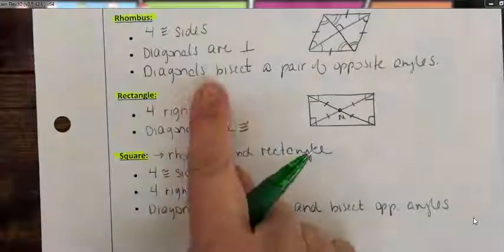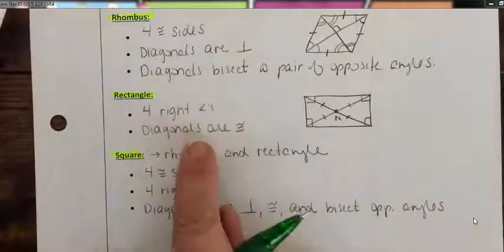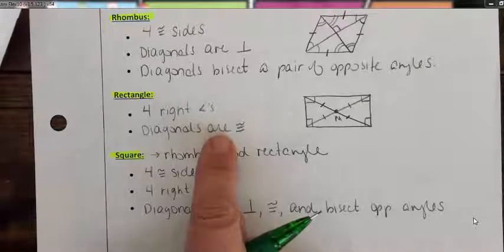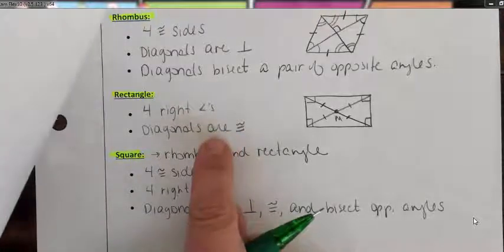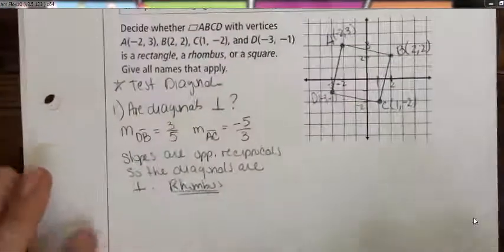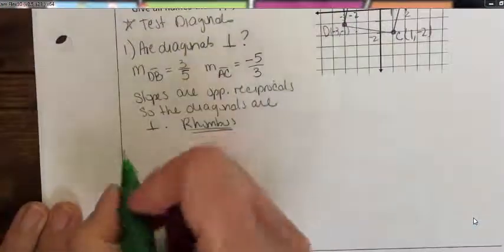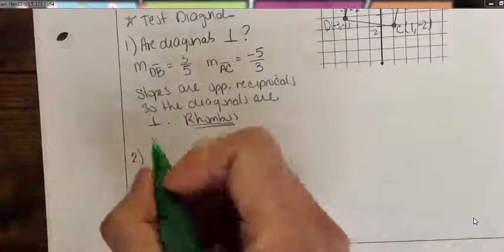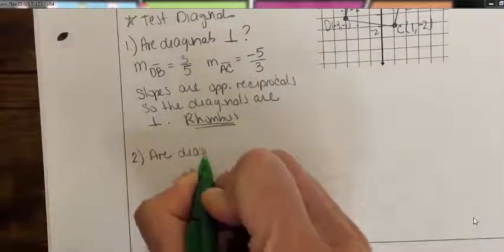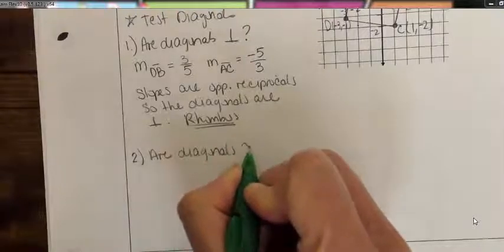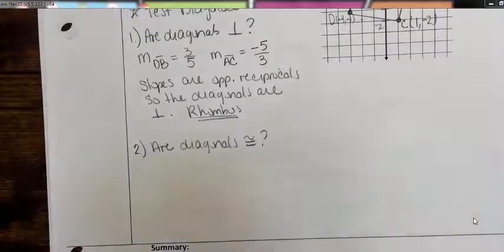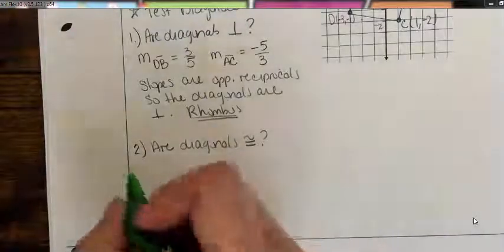So we got the diagonals being perpendicular. Now we need to know if the diagonals are congruent. So if the diagonals are congruent, then we'll know that it's also a rectangle, and therefore it'll also be a square. All right, so let's do that. So our second question here is, are the diagonals congruent? All right, well, let's find the length of each diagonal. So I'll start with DB.